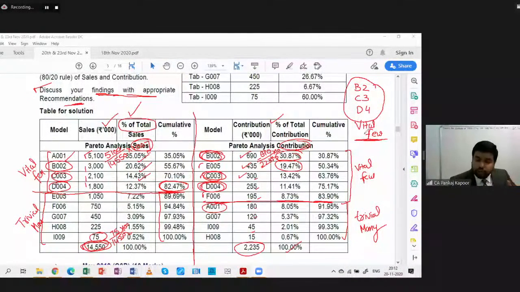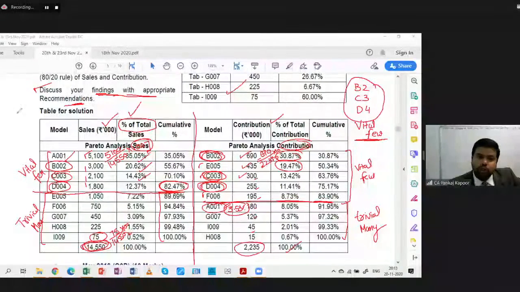Friends, one more thing you need to write. A1 contributes 35% of the sale, whereas if we see the contribution, it is at number 6. Why is it at number 6? Because the PV ratio of A1 is only 3.53%. If you see the table above, it is mentioned that the profit volume ratio in the case of A1 is only 3.53%.